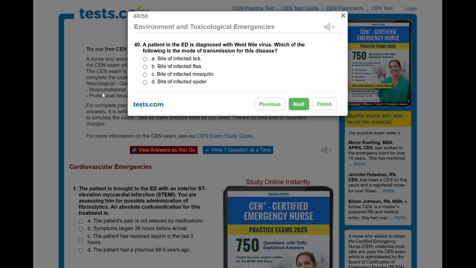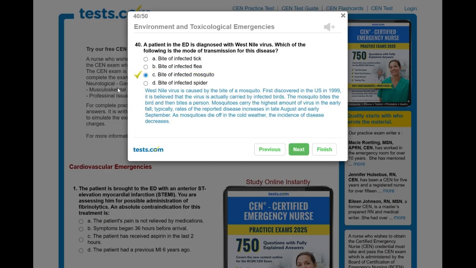Question 40. A patient in the ED is diagnosed with West Nile virus. Which of the following is the mode of transmission for this disease? A. Bite of infected tick, B. Bite of infected flea, C. Bite of infected mosquito, D. Bite of infected spider. C. Bite of infected mosquito.